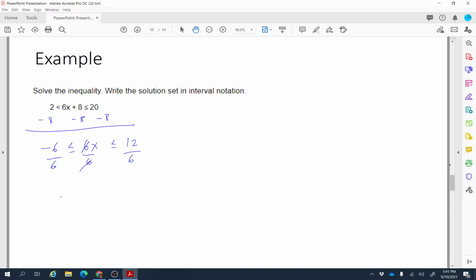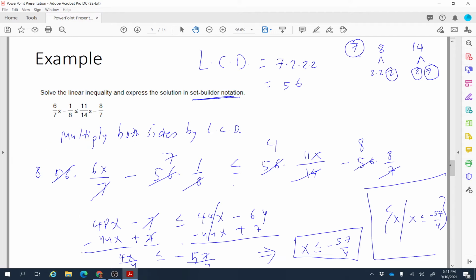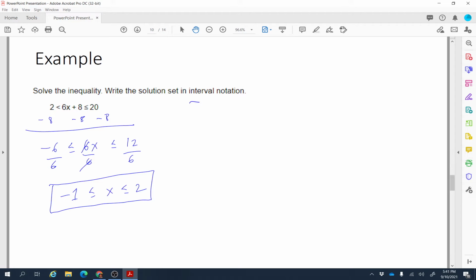Negative 6 divided by 6 is negative 1, less than or equal to x, less than or equal to 2. So the answer for this question is anything starting from negative 1 to positive 2, including negative 1 and positive 2. If you have to write this answer in interval notation, you start with the bracket at negative 1, comma, and the endpoint is positive 2 with a bracket.